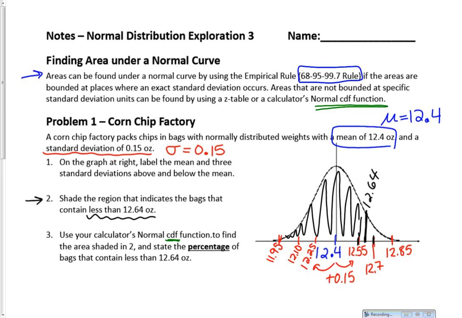All right, so number 3 says use your calculator's normal CDF. The C is really important. Your calculator has 2 functions, a CDF and a PDF, and you always want the one with the C, okay? To find the area shaded in number 2 and state the percentage of bags that contain less than 12.64 ounces. So you want to be sure you give the answer as a percent, not as a probability or a decimal.